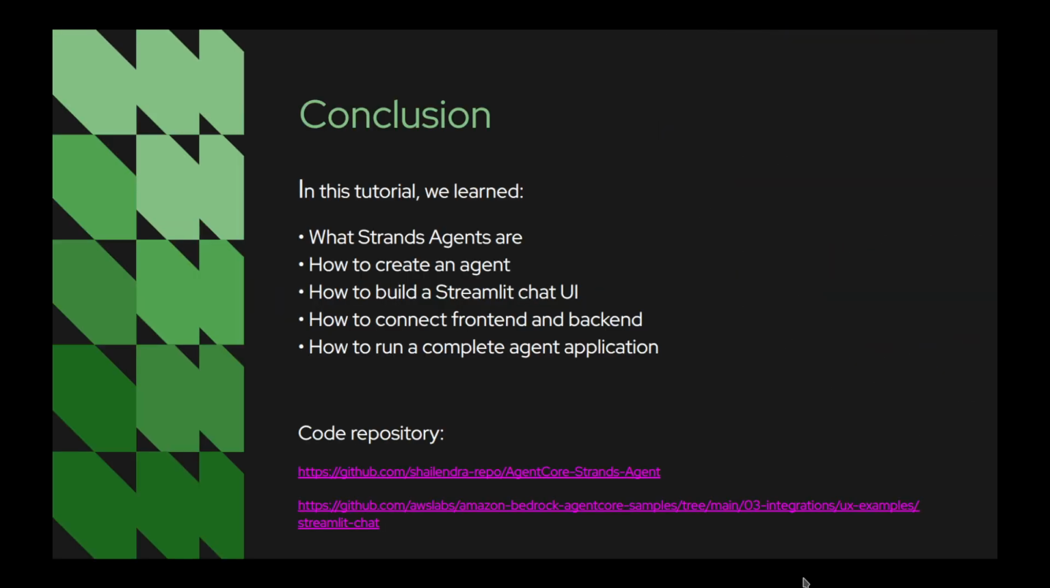Let's go back. So in this tutorial, we have learned about Streamlit and Strands Agent. We have created an agent. We have access to a Streamlit chat UI, and we showed how to connect from the front end to the back end. The code repository where all the code is there is this one, and the UI is based on this repository. This is primarily for connecting to the Bedrock AgentCore, but I have modified the UI to connect locally so you can have access to it.